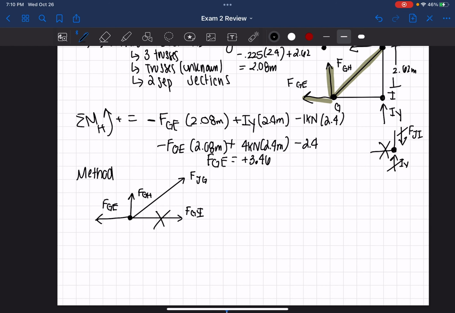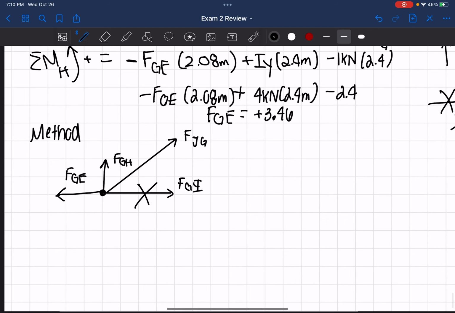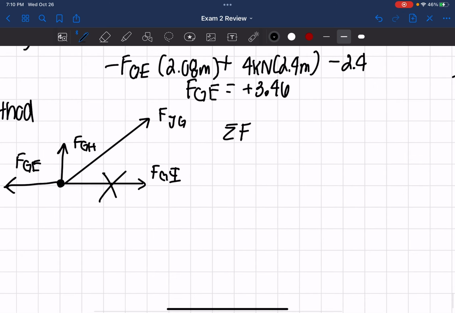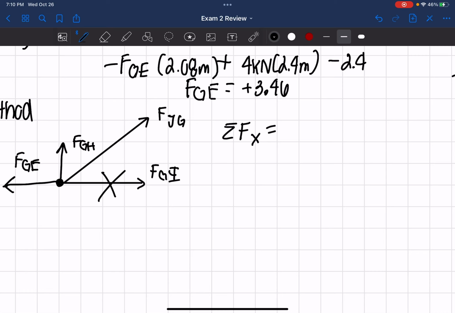So that actually solves our second part of our question, but we're going to revisit that later. So let's do the sum of forces. So we have the sum of forces in x direction, which we know is going to be 0. So F of x is equal to, we have this 3.46, and then we're going to need the x component of FJG.